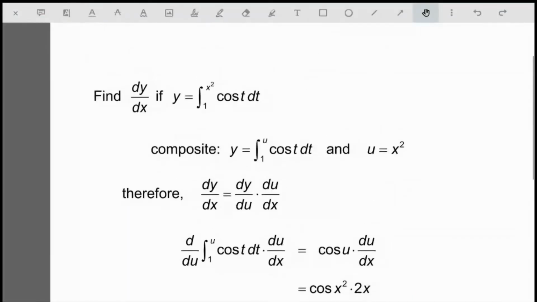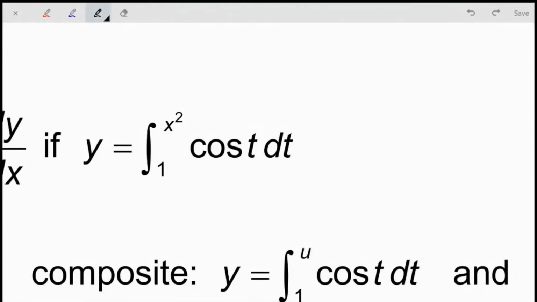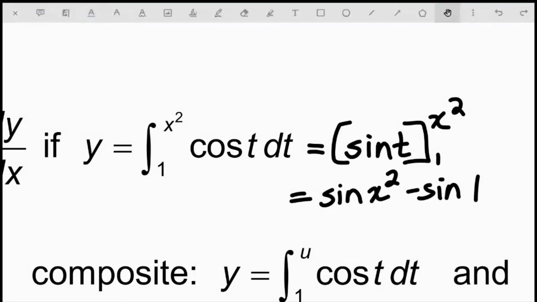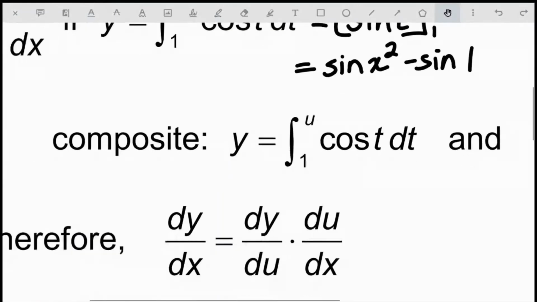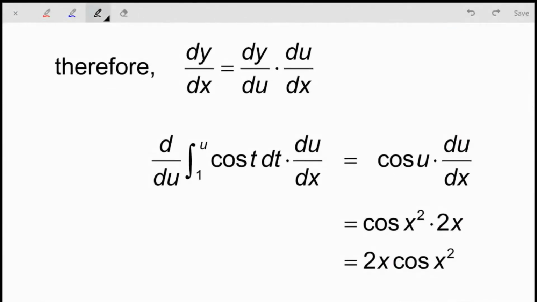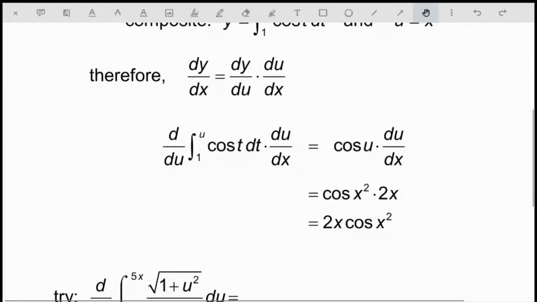And so let me show you the other way of solving this. If we were to solve this integral, this is essentially saying evaluate the sine of t from 1 to x squared. This is what y is equal to, which is the same as sine of x squared minus the sine of 1. Well, now when we take the derivative of that, derivative of sine is cosine, derivative of x squared is 2x, and that's going to give me the 2x cosine x squared that I got before. So again, we're trying to bypass that whole antiderivative process, understanding that these are inverse operations.